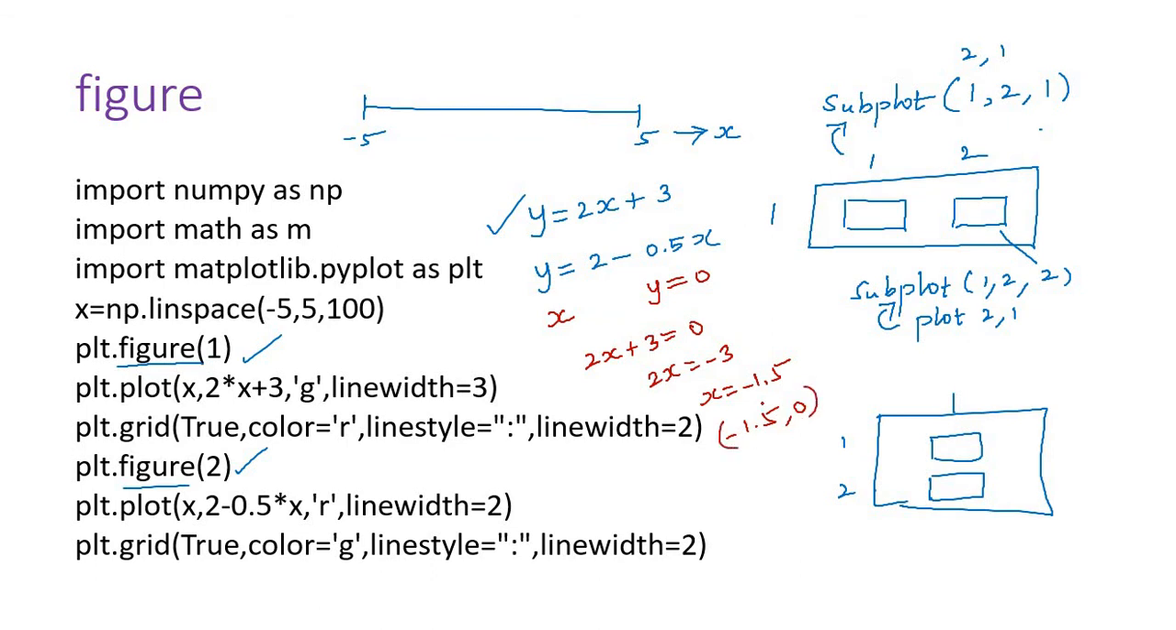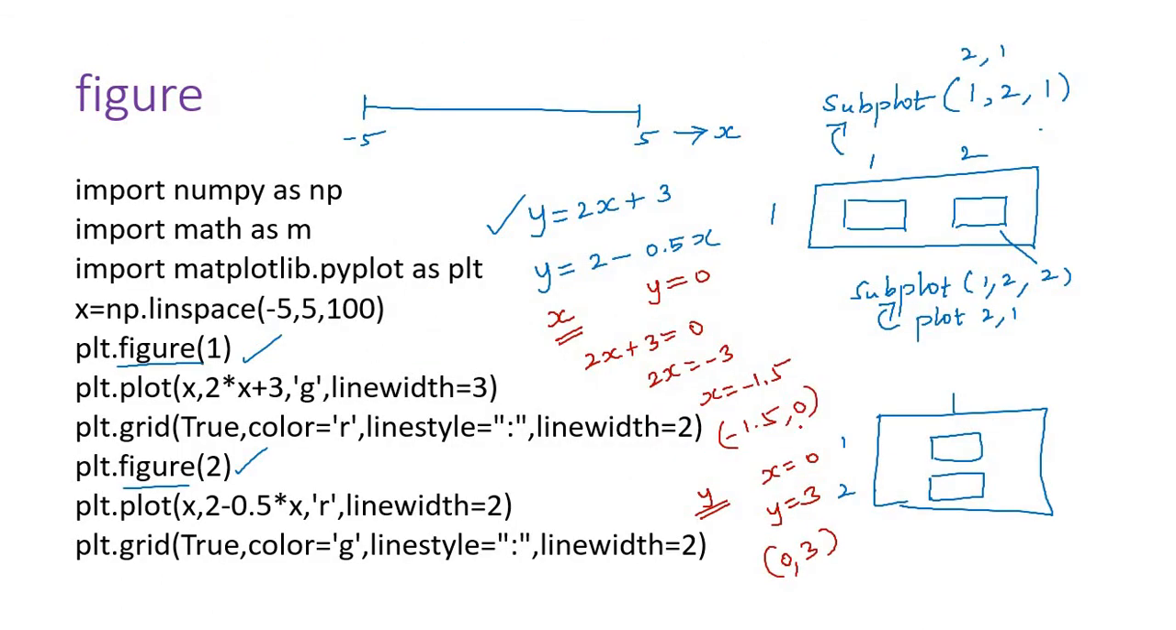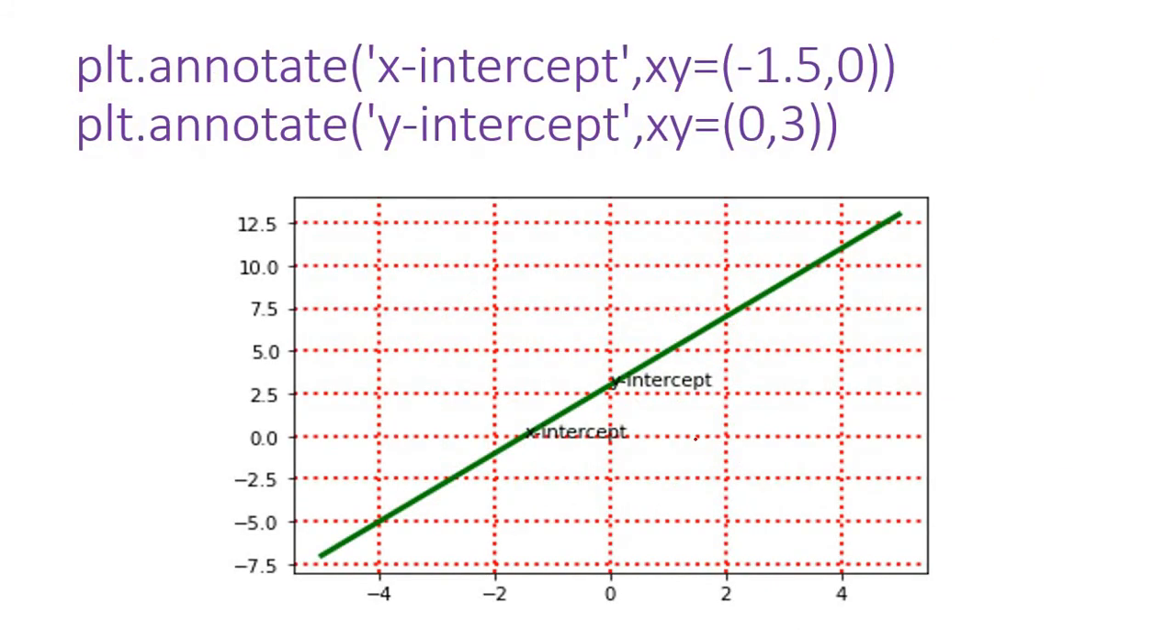Okay, to get the y intercept, put x is equal to 0. When I substitute x is equal to 0 here, I will get y equal to 3. So 0 comma 3 is the y intercept. Okay, let me verify. You just see for the first one, x intercept minus 1.5 comma 0, y intercept 0 comma 3. So let me use annotate.